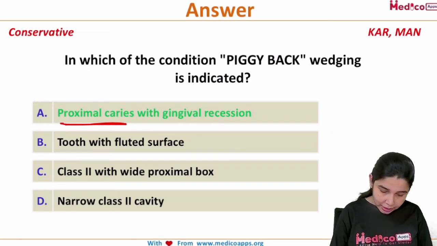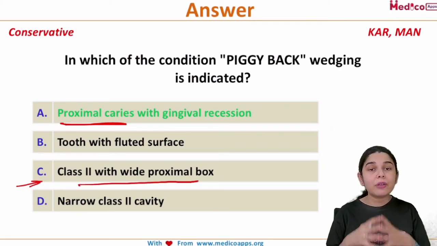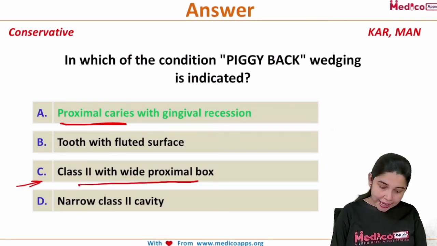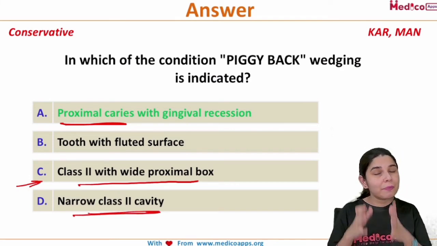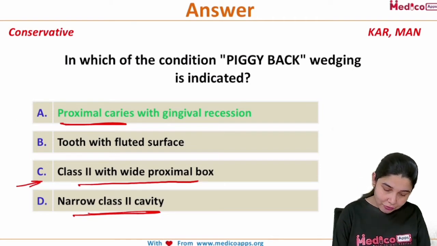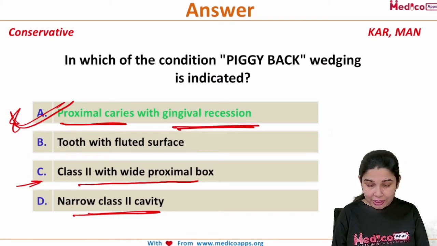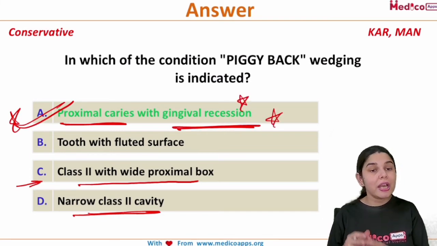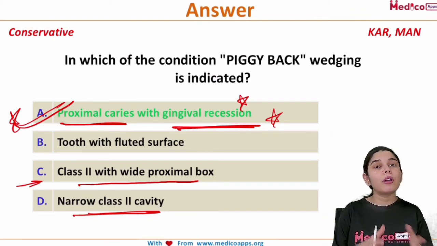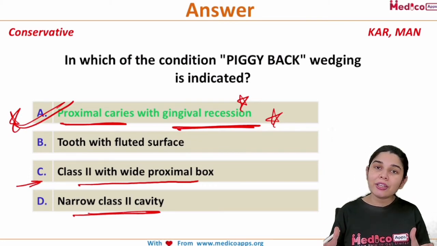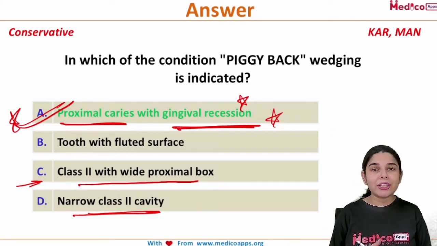The second one was class 2 with wide proximal box. That was our first one, the double wedging, where it was used for widening of the proximal box. And the last one is narrow class 2 cavity. In case of a narrow class 2 cavity, we won't be using the piggyback technique for sure. So the answer to our question is option A, proximal caries with gingival recession. Do remember this word gingival recession, and you will be easily able to remember that in case of gingival recession, we go for the piggyback technique. So I hope you have understood this MCQ which we have discussed, and also a short topic on wedging technique.